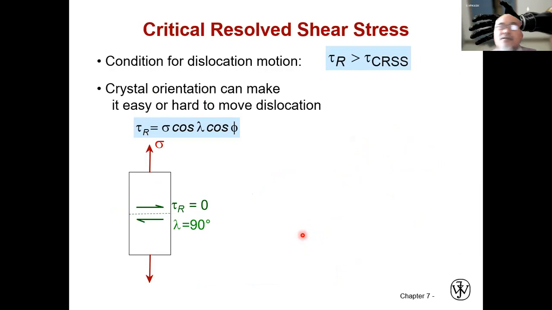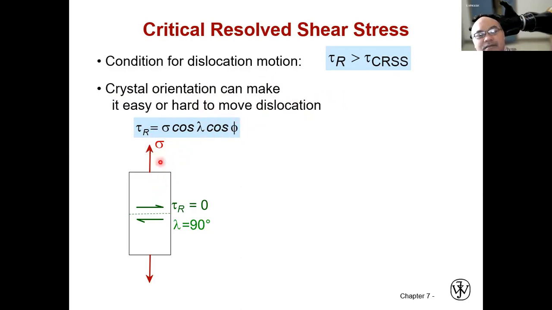A condition for dislocation motion before it deforms is that tau R, the resolved shear stress, should be larger than the critical resolved shear stress. This is the condition in order for dislocation motion to occur, such that eventually it will deform. From an external point of view, you will see that the material deforms. Crystal orientation can make it easy or hard to move dislocations. Tau R equals sigma cosine lambda cosine phi.